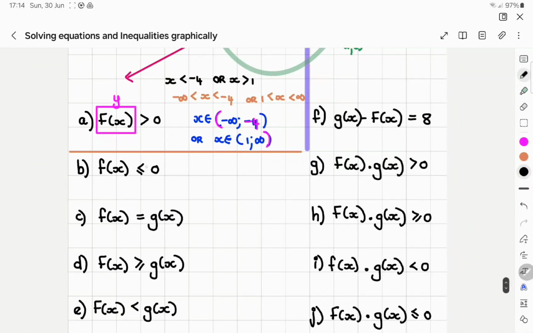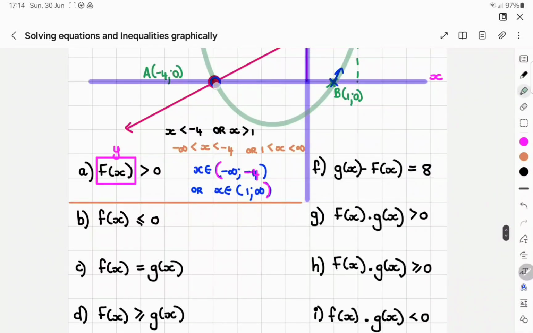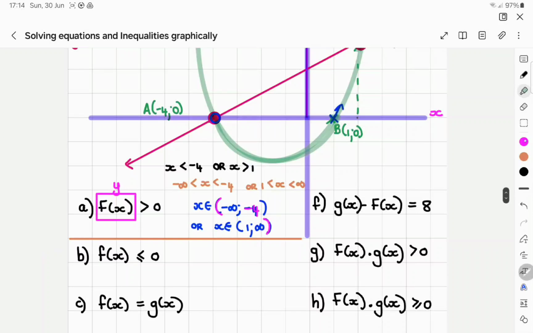Okay, so where is f of x smaller than or equal to 0? So smaller than is at the bottom of the ocean. So it's going to be that part over there. But also let's be careful, it's inclusive as well.